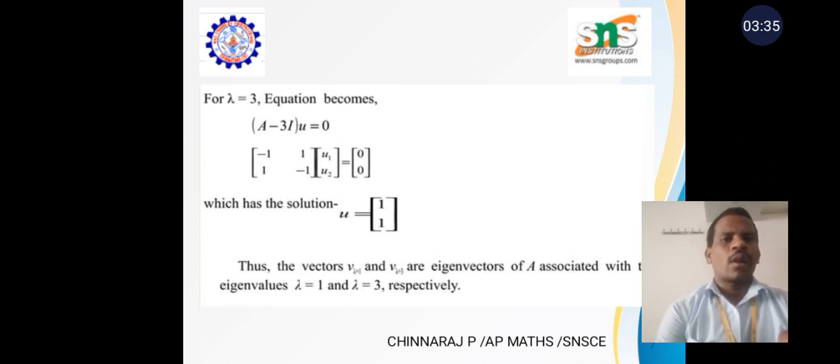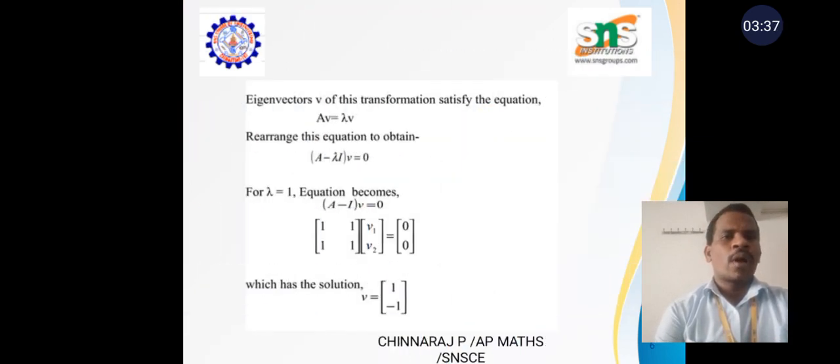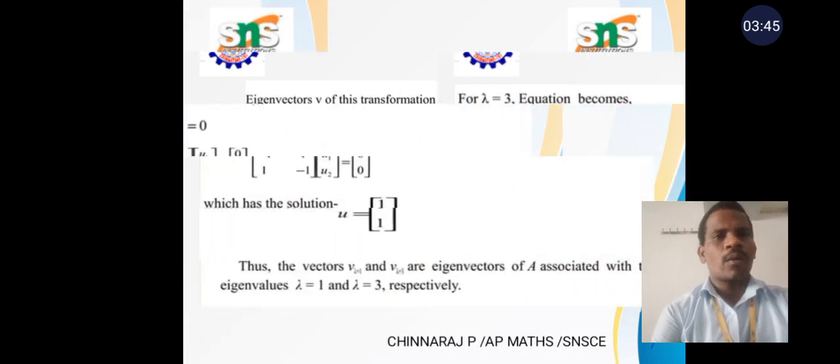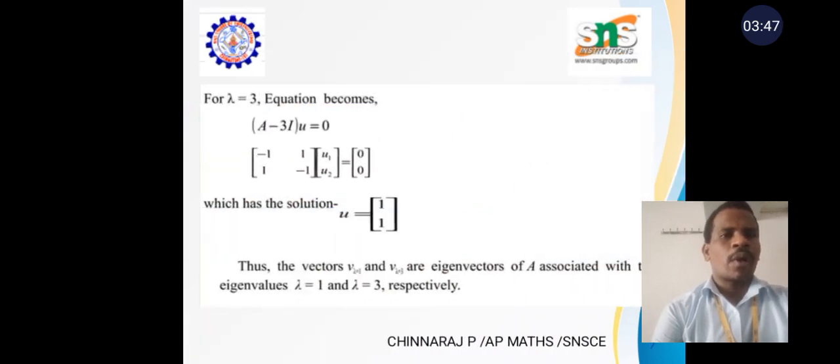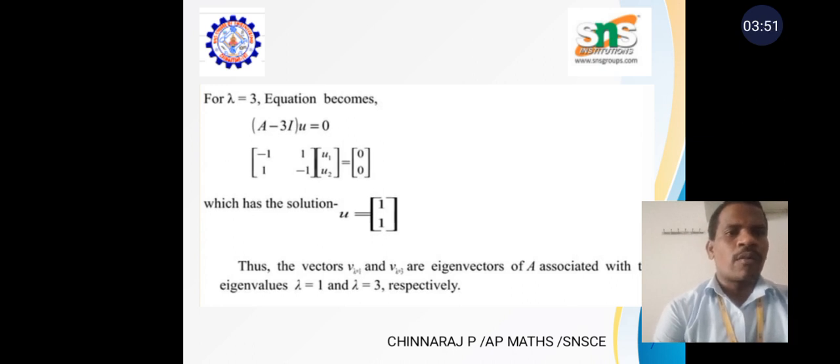That means the eigenvalues are 1 and 3. The eigenvectors are, for lambda equal to 1, (1, minus 1), and for lambda equal to 3, (1, 1). Thus, the vectors V and U are eigenvectors of A associated with the eigenvalues lambda equal to 1 and lambda equal to 3 respectively.